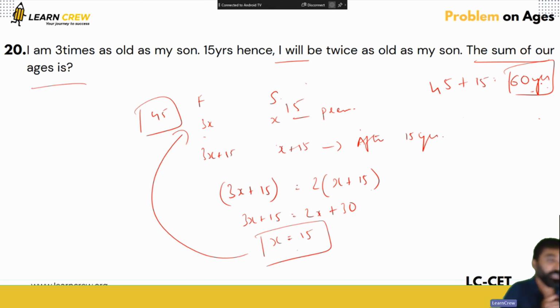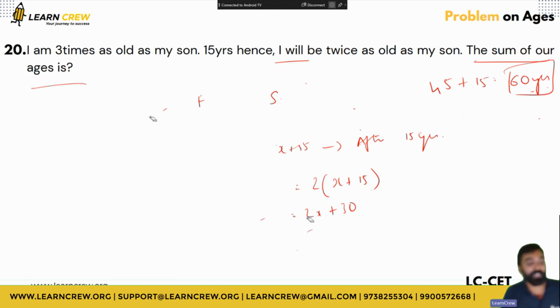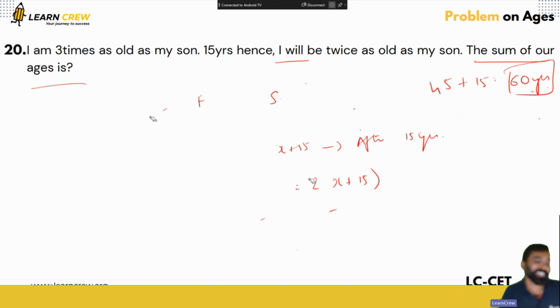Fine. Any doubts? Yes, sir, clear. Yes, you can do it. That's also not an issue. If you want to do it in terms of ratio, directly do it. I'm just teaching you multiple methods which you can remember. That's all. It's not an issue. You can do it completely in terms of ratio now.